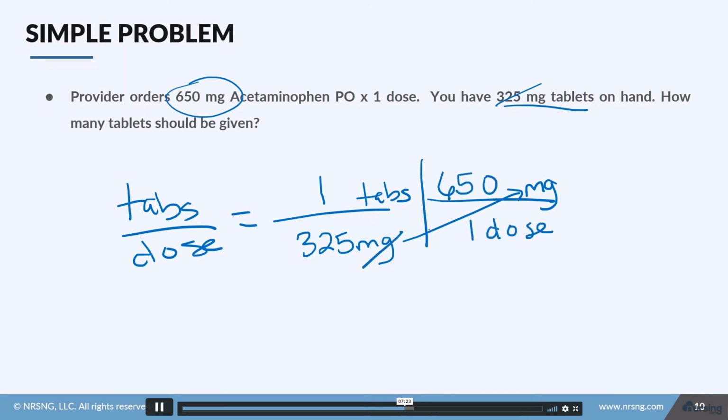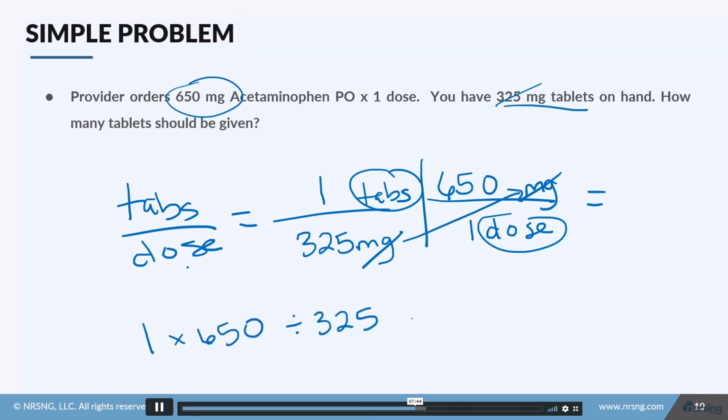So now we cancel the milligrams because one's on the top and one's on the bottom. And what are we left with? We are left with tabs per dose. So have we gotten to what we want? Yes, we have. So now multiply across the top, divide across the bottom. 1 times 650 divided by 325 divided by 1 equals 2 tabs per dose.